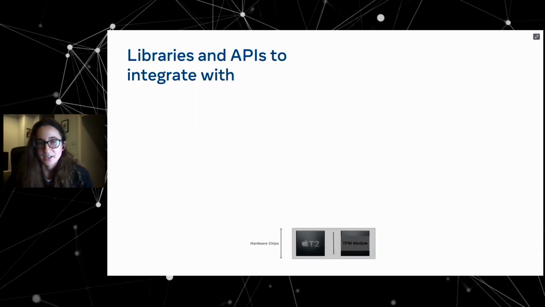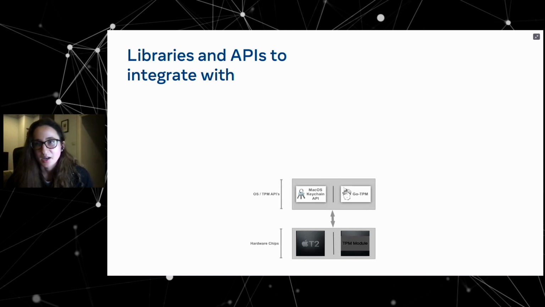Let's start with a diagram. At the bottom, we have the hardware security chips in which the keys are generated. Above that exists a set of OS-specific APIs for performing operations on the secure hardware. For macOS, we use C, whereas for Linux and Windows, we are able to use pure Go, which is the dream.